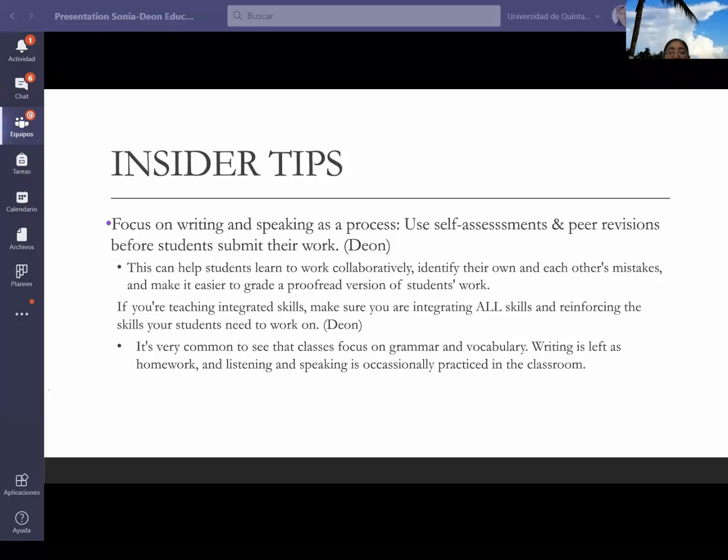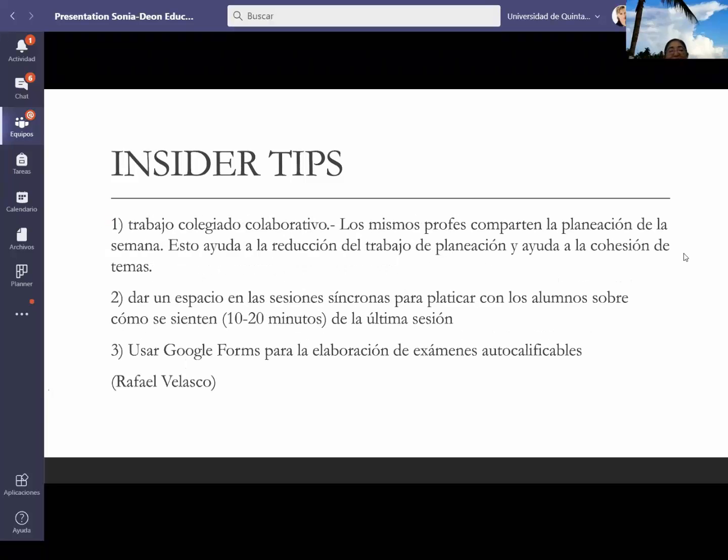If you're teaching integrated skills, make sure you are integrating all skills and reinforcing the skills your students need to work on. It is very common to see that classes focus on grammar and vocabulary. Writing is left as homework, and listening and speaking is occasionally practiced in classroom. Very occasionally, Deon. Very occasionally. Okay, let's go ahead with the other one.